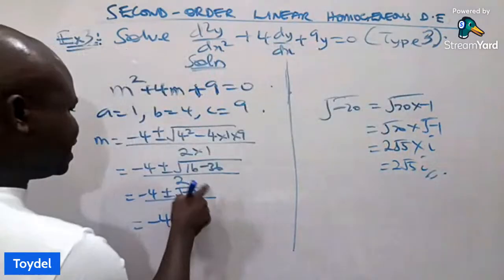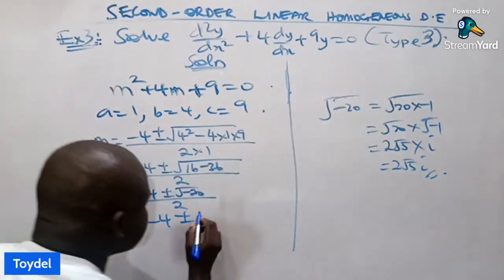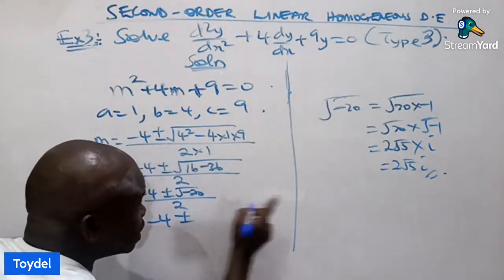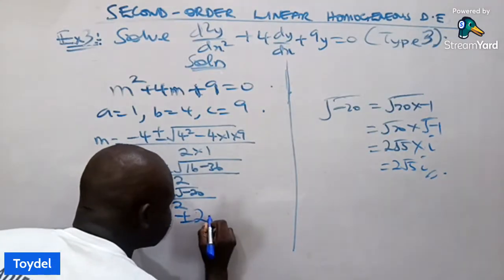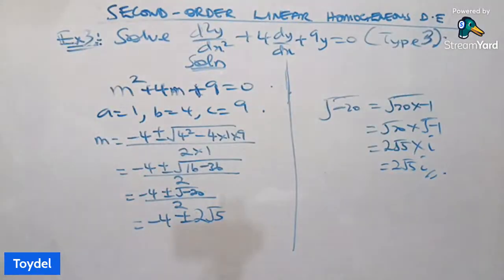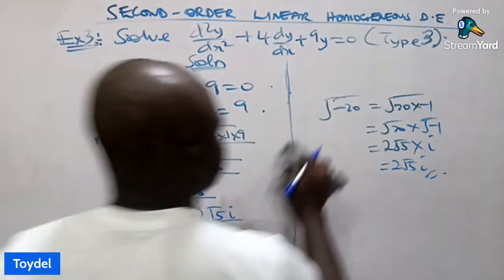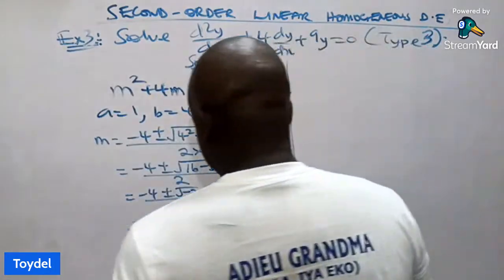So we can never get this solution in the real sense. We can only change it to the complex sense. So instead of the square root of minus 20 now, from what we have done here, replace it with 2 square root of 5. That's what we are going to get: 2 square root of 5i all over 2. So from there, 2 can divide through.